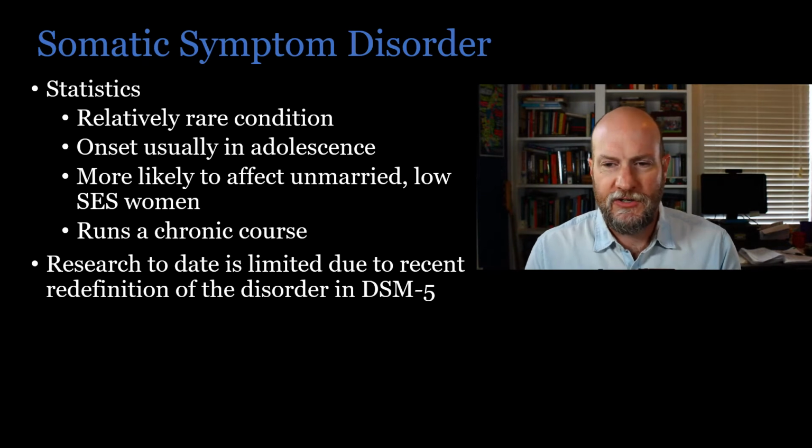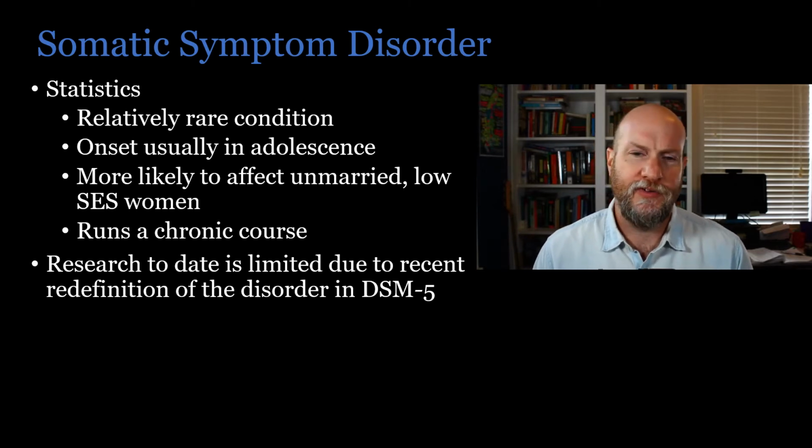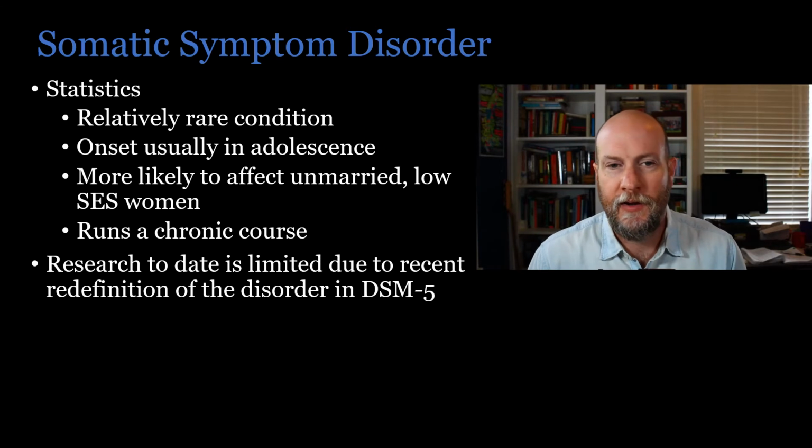So as I mentioned at the outset, these disorders, and specifically somatic symptom disorder, are relatively rare, as the way your book puts it, but I would say significantly rare. The onset usually occurs in adolescence. People will often start having these physiological complaints relatively early in life. Demographically, statistically speaking, it is more likely to affect those who are unmarried. It's more likely to affect women, and it's more likely to affect people of low socioeconomic status.